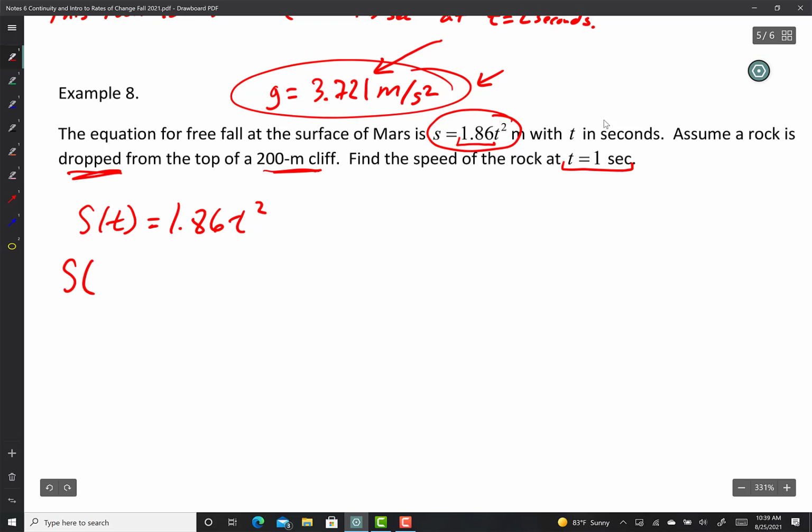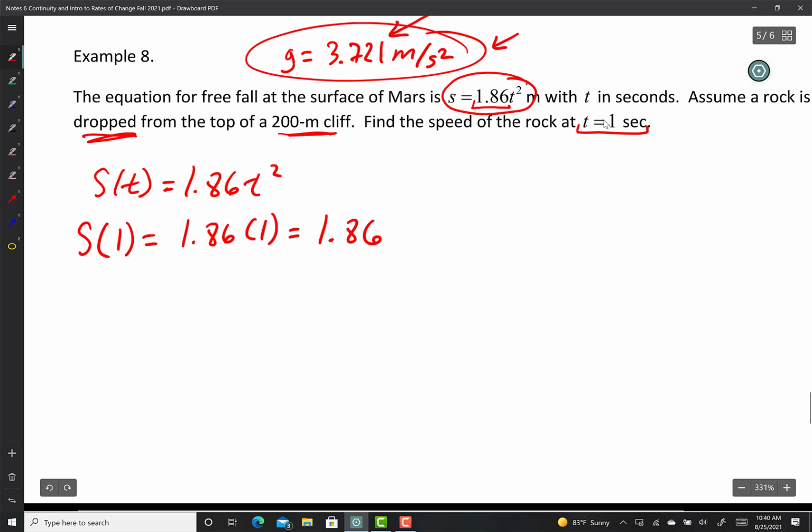Why is it S of t and not f of t? Oh, they use different letters for different things, but usually S stands for position. So S of 1 is equal to 1.86 times 1. Since we're dealing with decimals, guys, you might need your calculator, which is fine. This will probably be a calculator type question. Are we still okay?